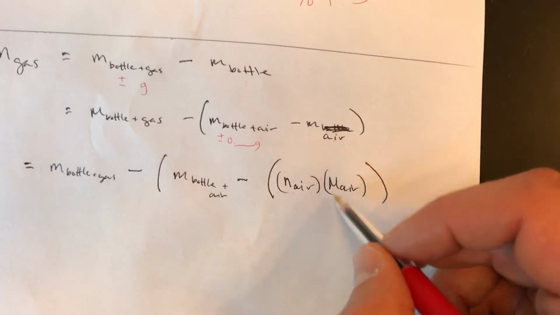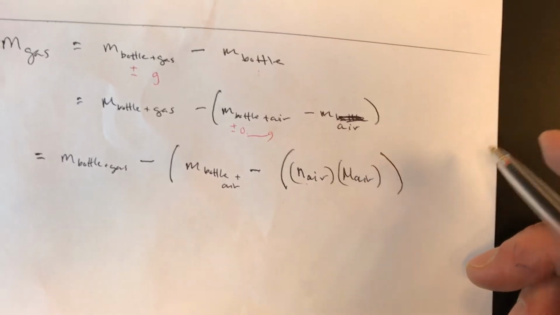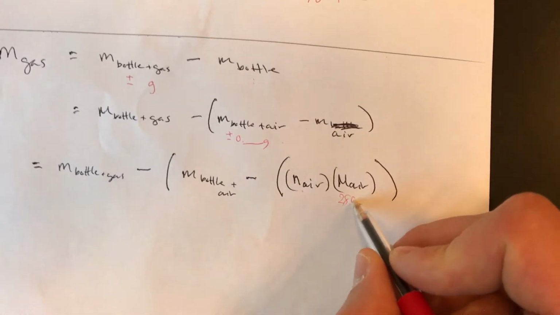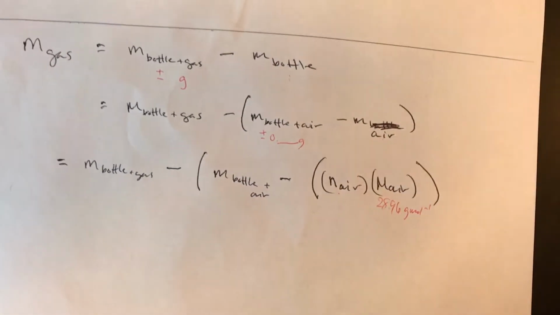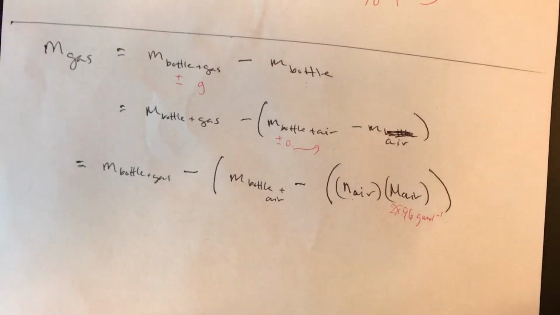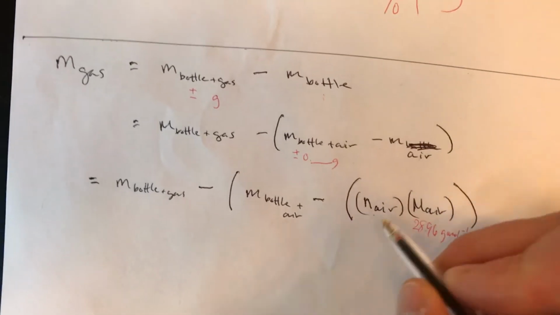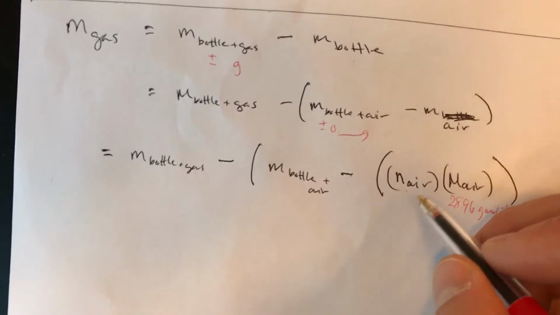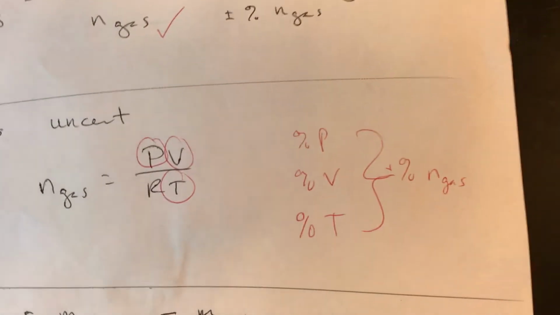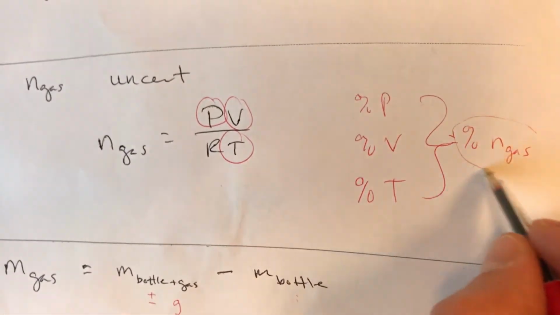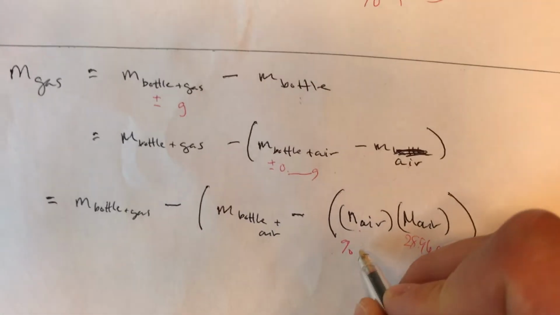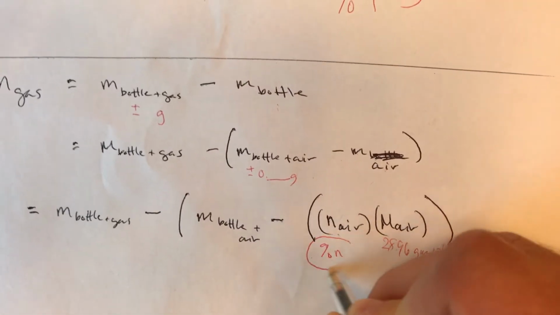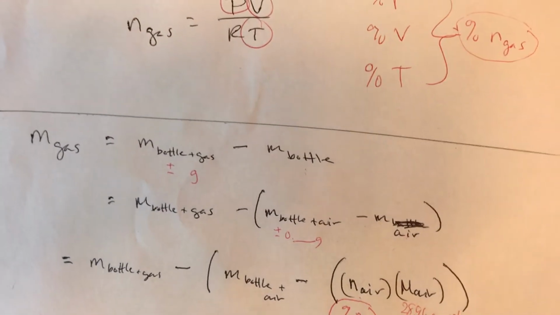Now, if we assume that average molar mass of air was about 28.96 grams per mole, let's just be nice to ourselves and say that has no uncertainty, or at least negligible uncertainty, so we can pretend like it has no uncertainty at all. The moles of air, though, does have uncertainty. Thankfully, you've already figured it out. The percentage uncertainty on the moles of gas is actually also the percentage uncertainty on the moles of air, because it came from the exact same calculation. So our percentage uncertainty here is what we're going to end up having to use.